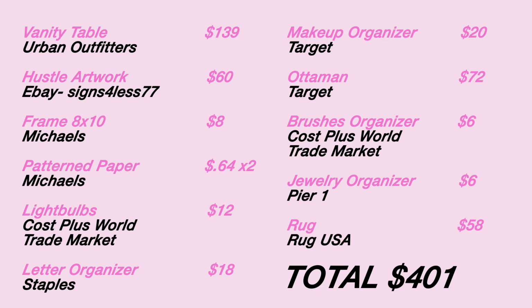So here are all the items that I bought, as well as the stores where you can find them. The total came out to 401, which is right on the budget. Personally, one of the things that I'm using in my everyday basics is the hustle artwork. It has such a nice lighting, and I can leave it up anytime. It's probably my nighttime light as well. So I totally recommend it.